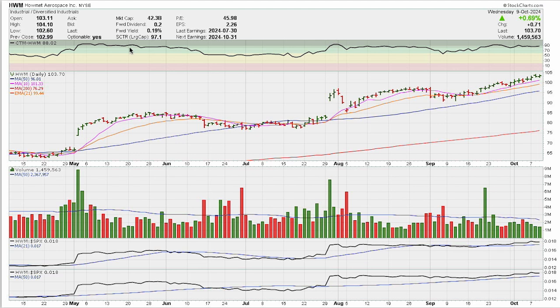Now here's another one, Howmet Aerospace. Again, you see a very constructive base, a breakout, and it's trending. It's in a nice uptrend. They too are involved in turbines.